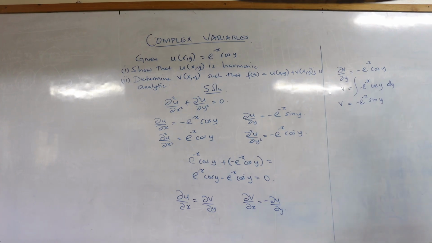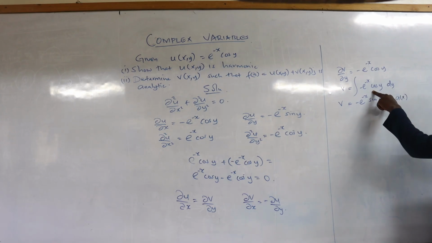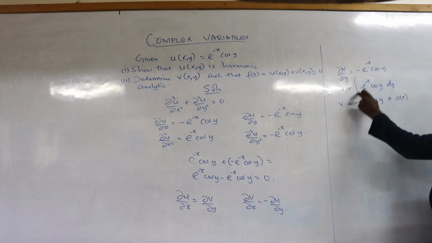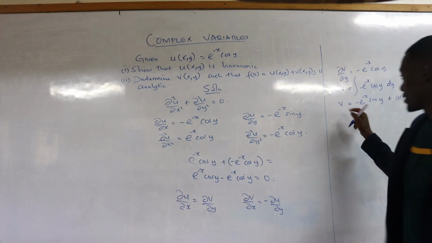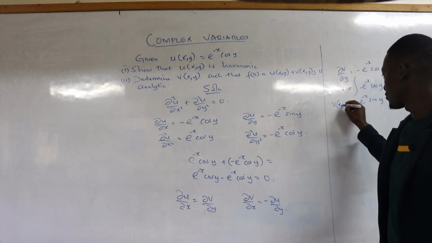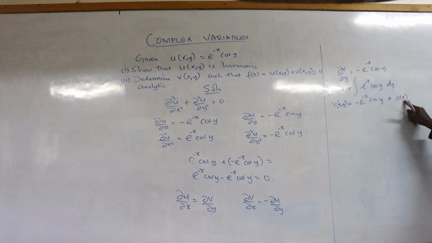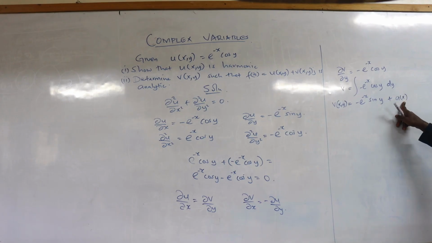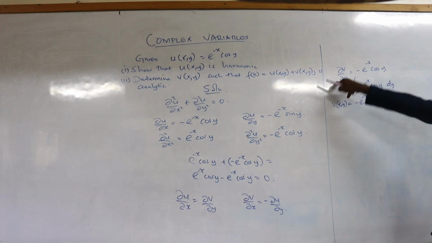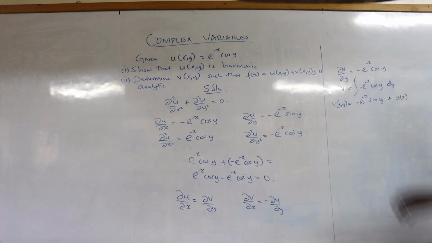Write it with a constant, and our constant here will be written as a function of x. Anytime you integrate a function, as long as you don't have the limits, you must have a constant of integration. Remember our v is in terms of x and y, so we introduced a constant with respect to x because we have integrated with respect to y.